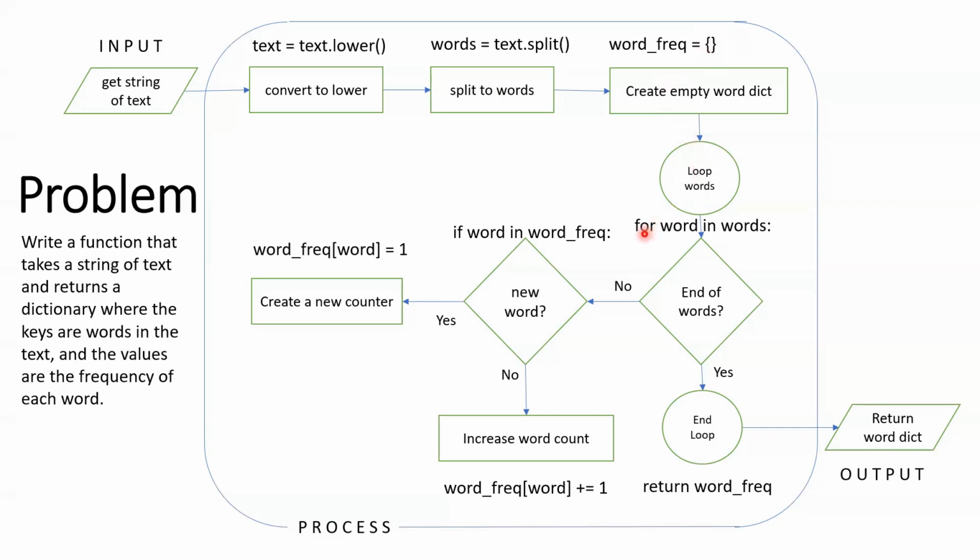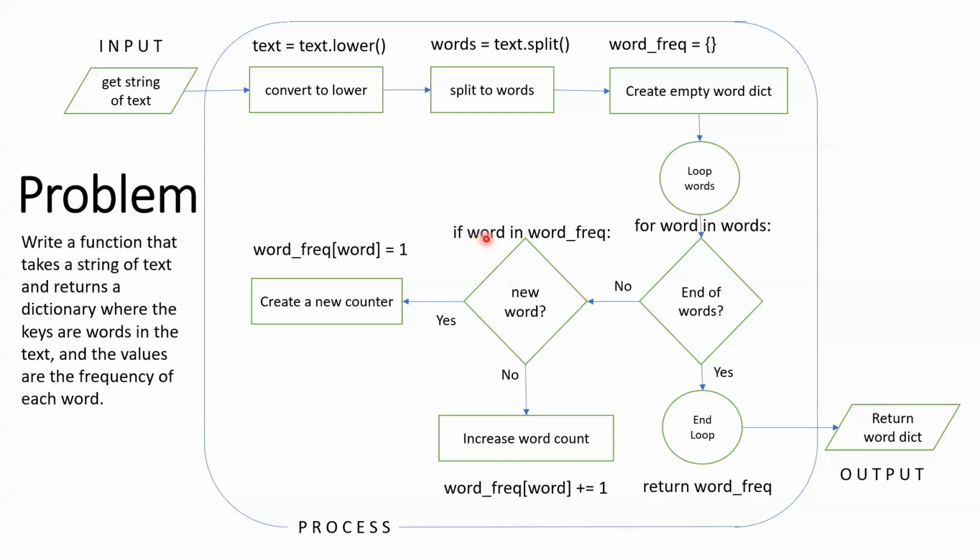We use a for loop: for word in words. Let's say we split into five words. It is going to be a list, and a list is iterable, so we iterate through it one by one, and word is the variable. After the for loop we put a colon.